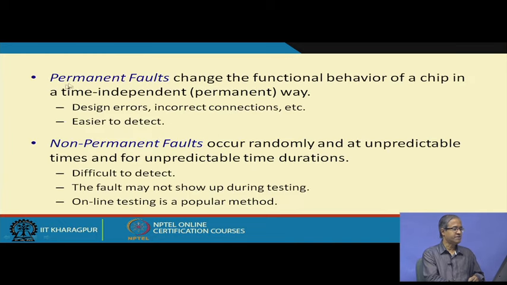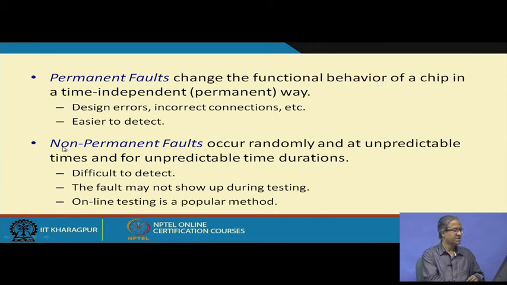The permanent faults, as the name implies, are permanent, meaning they change the behavior of a circuit or a chip in a way which is not dependent on time. This can happen due to design errors, maybe your fabrication is perfect, but your design was wrong because of some incorrect connections and so on. These kinds of faults are much easier to detect because when you are carrying out the testing, it is guaranteed that this kind of faults will be present because it is permanent.